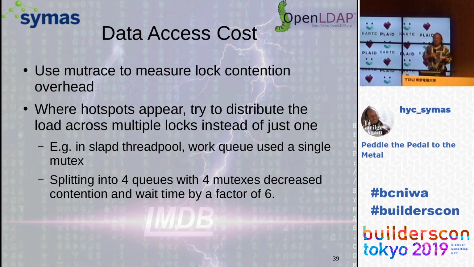In OpenLDAP, in slapd, we had a single work queue that manages our thread pool. When we started running this on a 4-processor machine, we found there was a very major bottleneck there. If we just replaced that single work queue with 4 work queues, one for each CPU, we found that the contention, the overhead, actually decreased by a factor of 6. The relationship there is nonlinear. You get a much bigger payoff than the actual change in size.